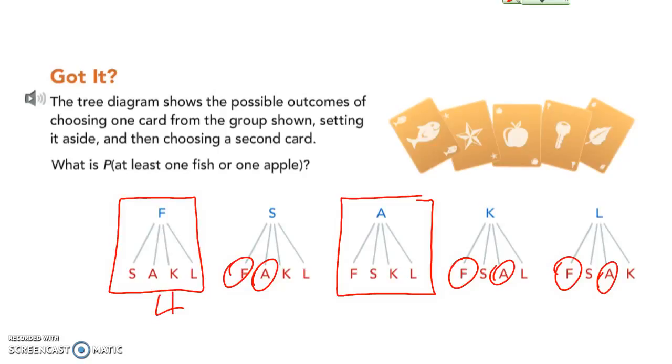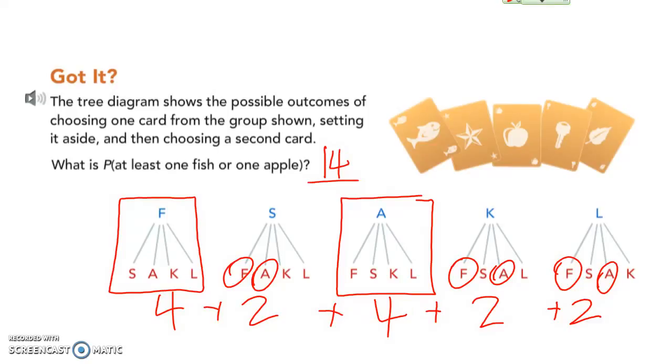So that is 4, 2, 4, 2, 2. We'll just add them all up to see what the total number of combinations would be. 4 plus 2 is 6, plus 4 is 10, plus 2 plus 2. That would be 14 different combinations having a fish or apple out of, we would have 4 times 5, out of 20 different combinations we could make. So I would simplify that to be 7, I'll write 7 out of 10. Okay?